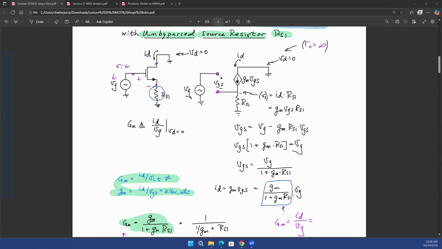GM, RS, everything is a positive quantity. So 1 plus GMRS is always higher than 1. The denominator is higher than 1. That means your value of GM is getting degraded. The effective GM is lower than the lowercase GM. Okay? And that's why this is called a degeneration resistance.